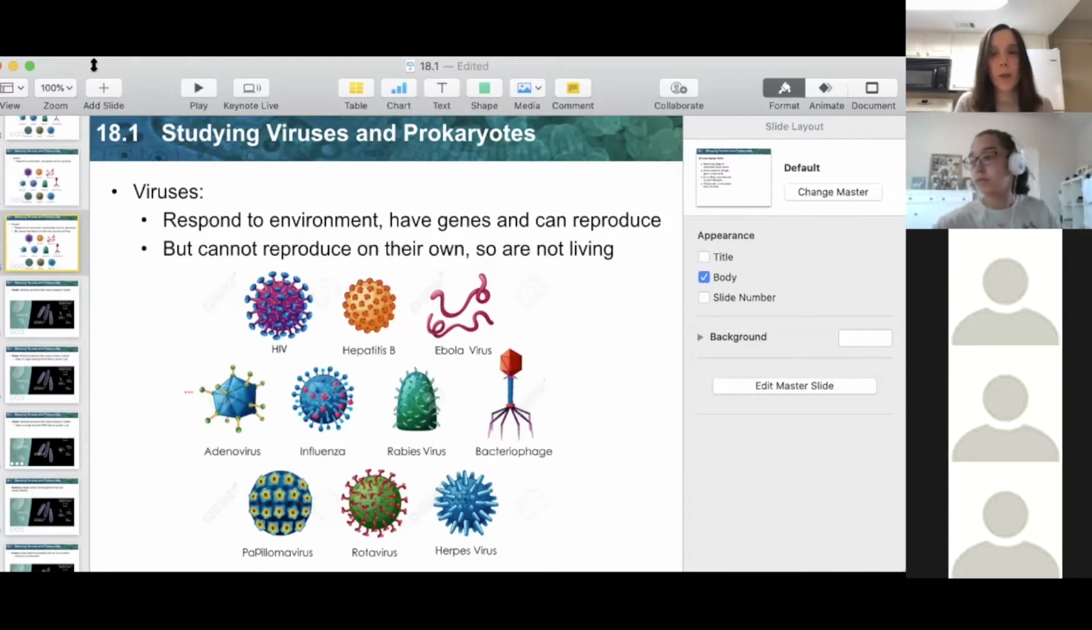Now they come from living things though. Viruses originate from either an animal or a human. That's where they get the DNA or RNA from. But when they detach from the human or the animal, they're not a living thing anymore. They're just a piece of DNA or RNA and then protein around that DNA or RNA strand.